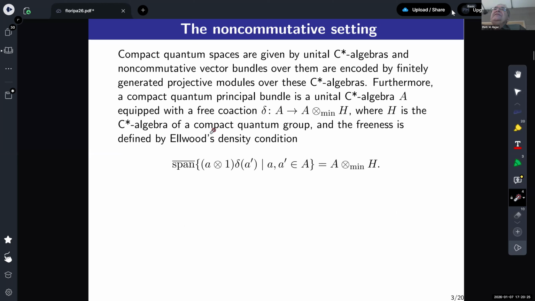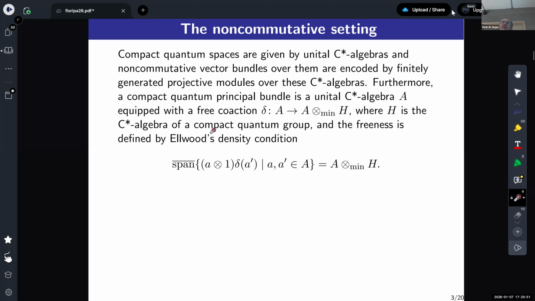They are just given by unital C*-algebras. And by the first one, non-commutative vector bundles are encoded by finite projective modules over these unital C*-algebras. And now if you want to define a compact quantum principal bundle exactly in the spirit of Woronowicz and his definition of a compact quantum group, well, you say that this is a unital C*-algebra equipped with a free coaction of a C*-algebra H of a compact quantum group.